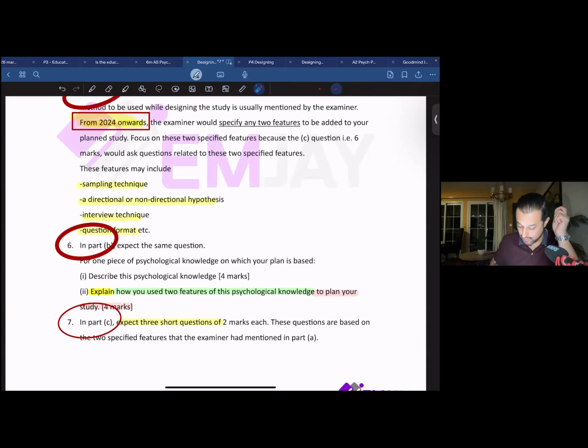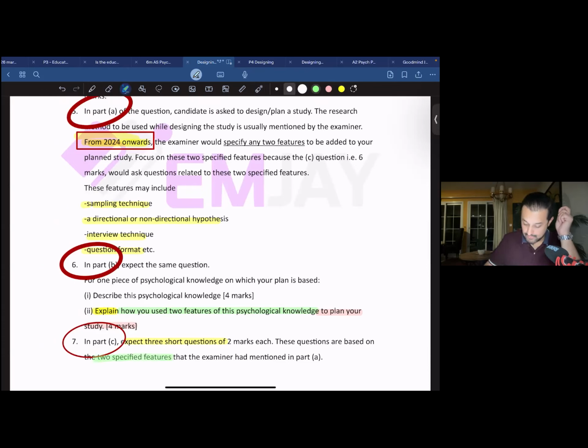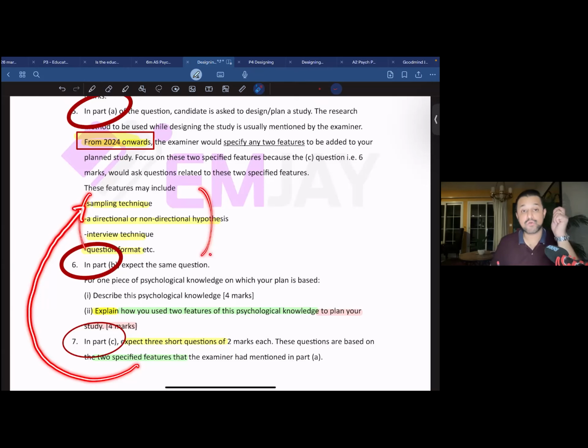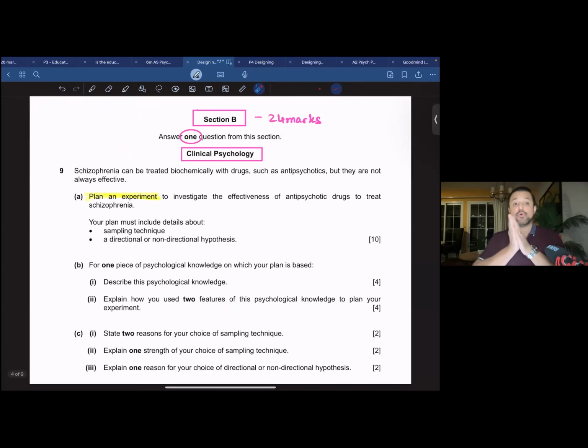This is what we're talking about. These 2 features, right? Yeah, these 2 features. Could be any 2 of them. Now, taking this ahead, this question that you all see in front of you has been picked from the specimen paper.